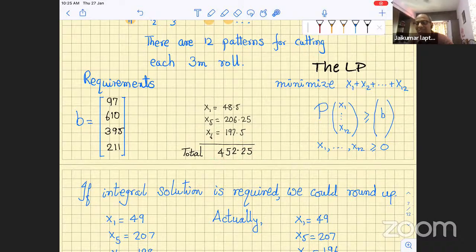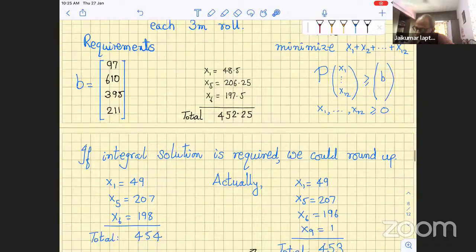Even if we are allowed the advantage of fractional numbers, we need this many. That's what the LP tells us. So an integral solution would be at least 453. If you round up, you get 454. We are not sure that this rounding up solves the integral problem optimally, but it is at most one away from the optimum. This is what we know.